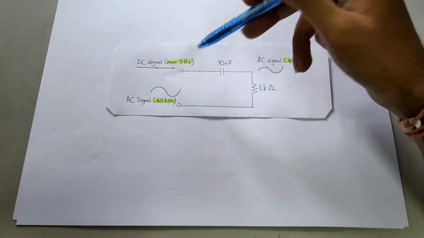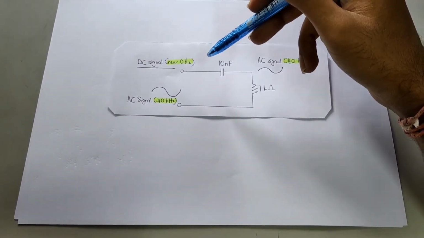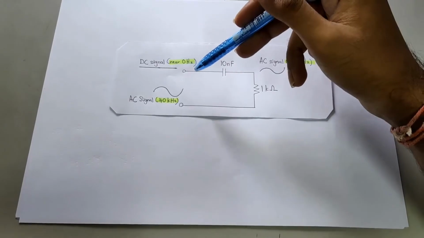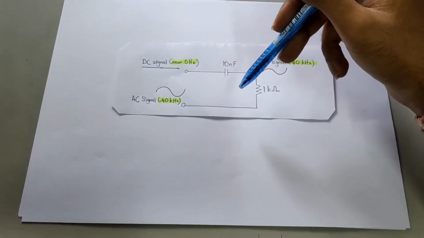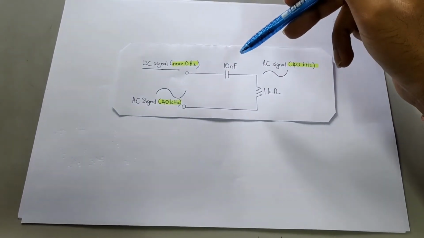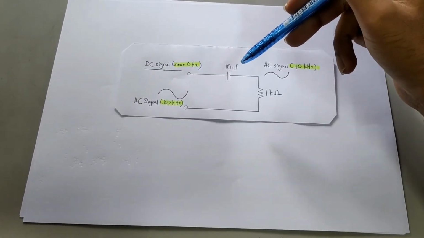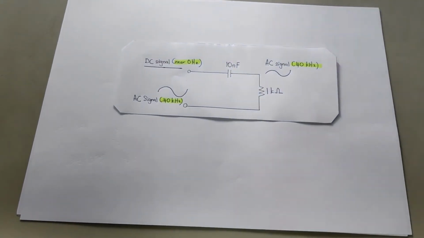Therefore, the signals do not show up at the output. The high frequencies go through unimpeded and pass to the output. This is what a high pass filter is. It passes high frequencies but blocks low frequencies.